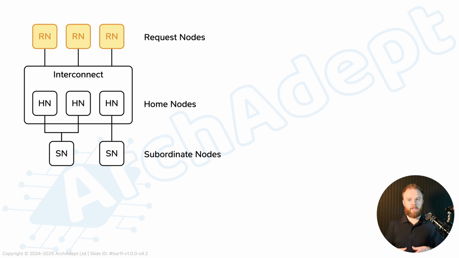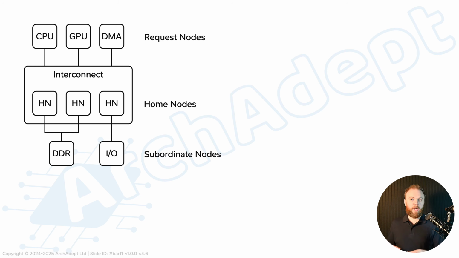A request node is anything capable of issuing transactions to the interconnect. So this could be a CPU or a cluster of CPUs, could be a GPU, or it could be some other DMA-capable peripheral device. A subordinate node is typically an interface to memory, so for example, a DDR controller, or it's an interface to one or more I/O peripheral devices that are not themselves capable of issuing transactions to the interconnect. So these could be things like a non-DMA capable UART, some GPIO pins, maybe a flash controller.